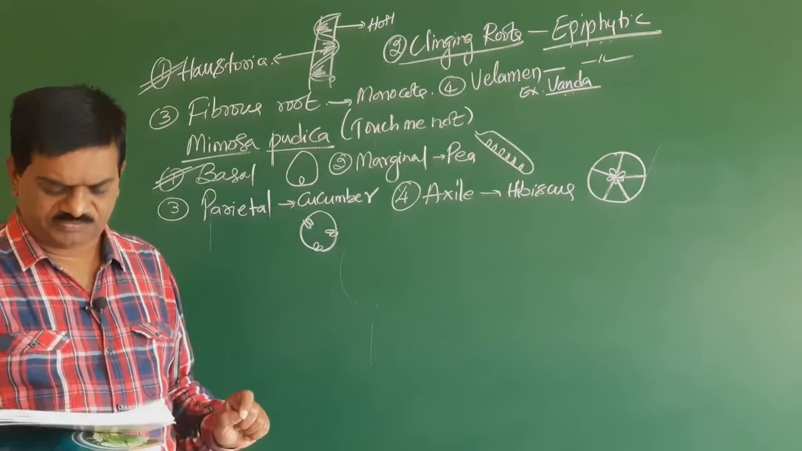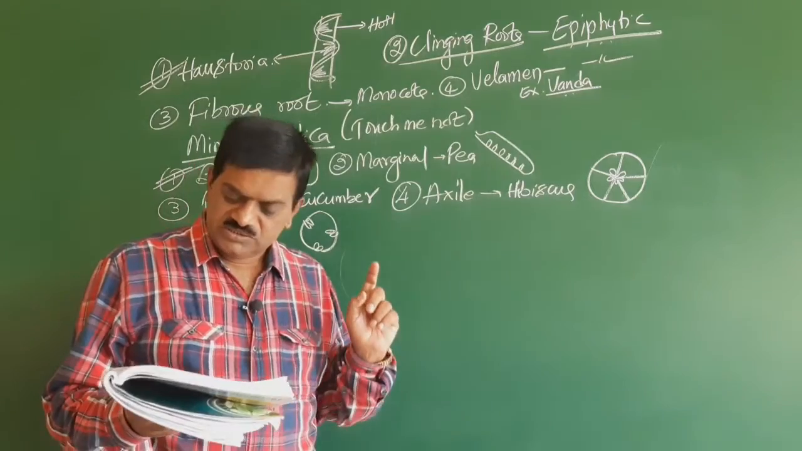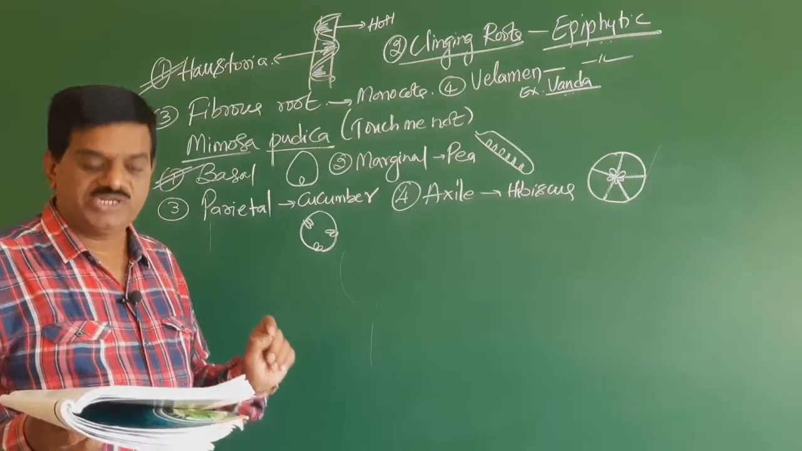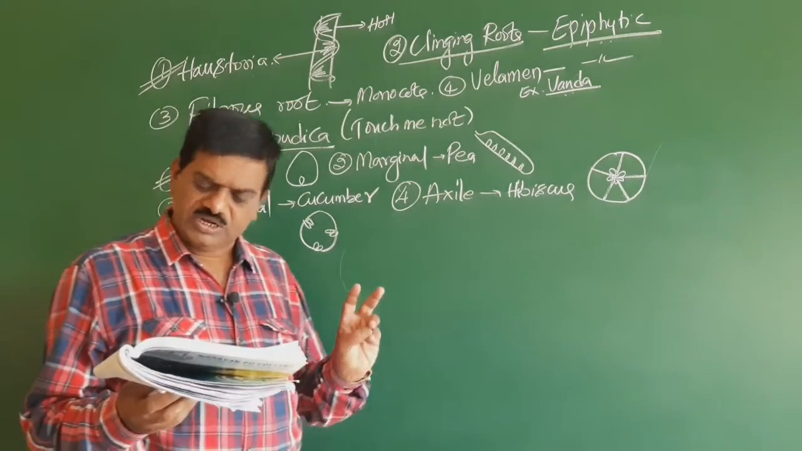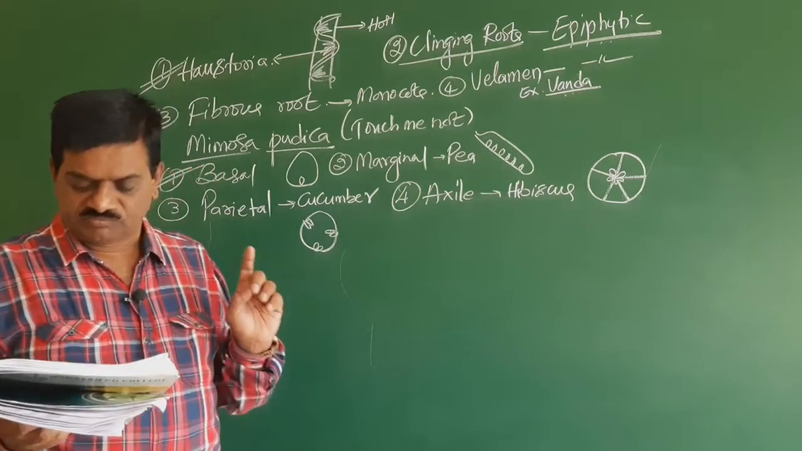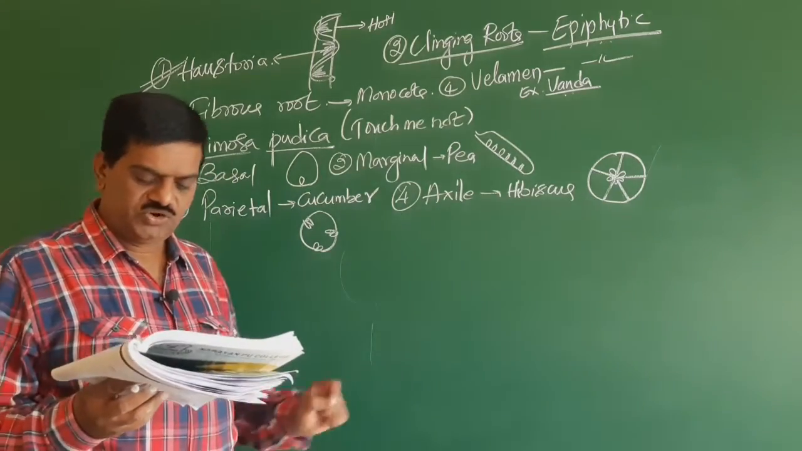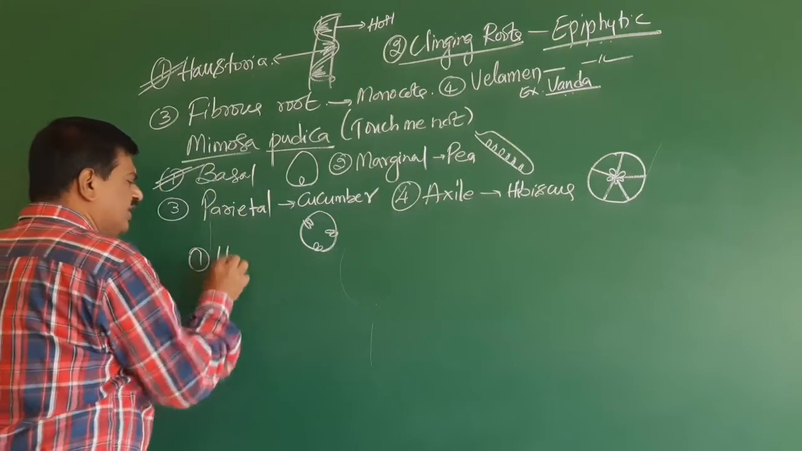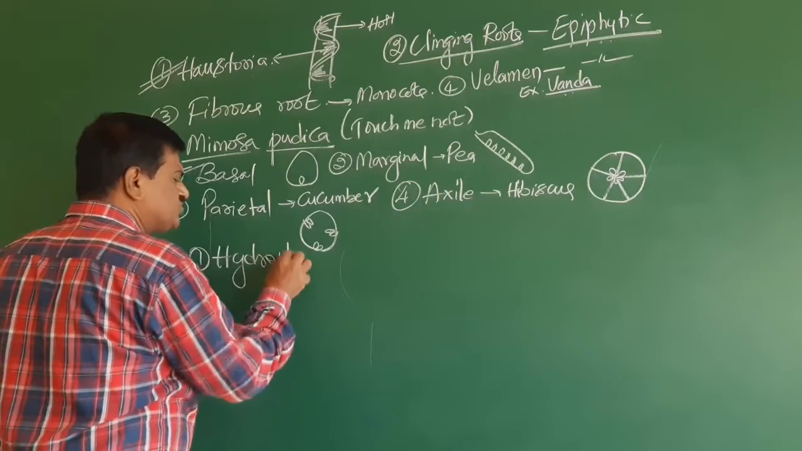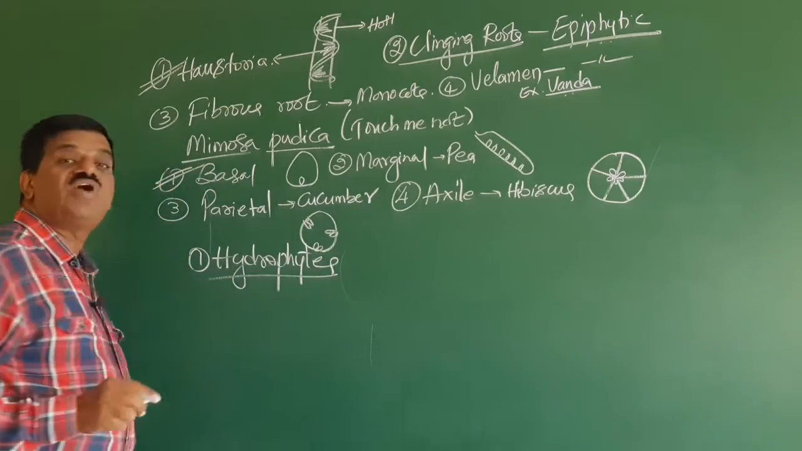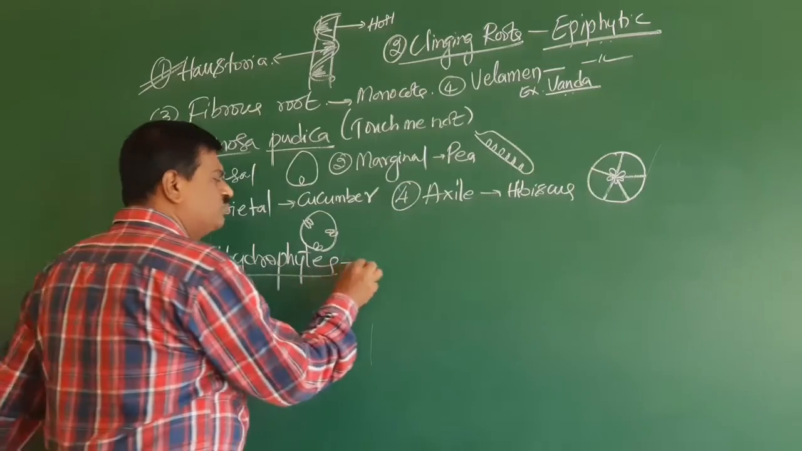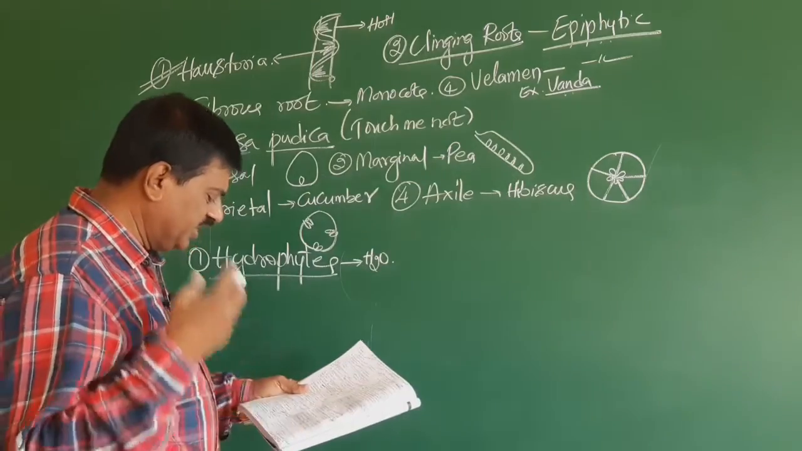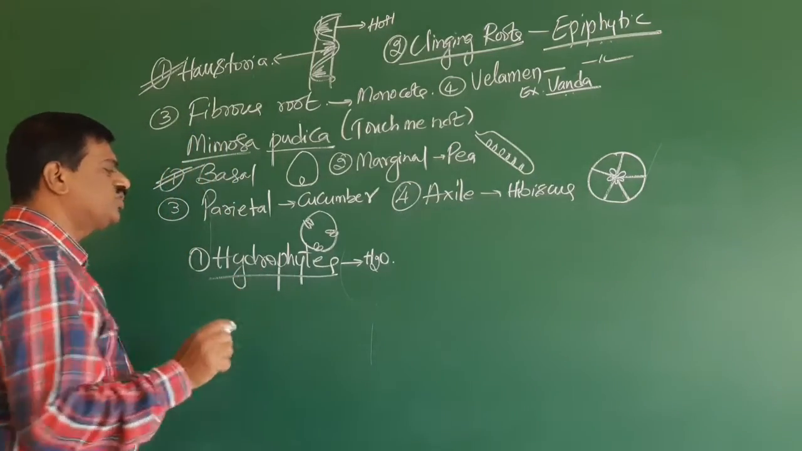Modification of stem into leaf-like cladodes. Leaf-like cladode is found in certain, first option hydrophytes, the second option halophytes, third option xerophytes, and fourth one is hygrophytes. So here the first option is called as hydrophytes. The meaning of hydrophytes, the plants growing more in the water. So in the water like Pistia, Eichhornia, Lotus, in all this there is a presence of hydrophytes.